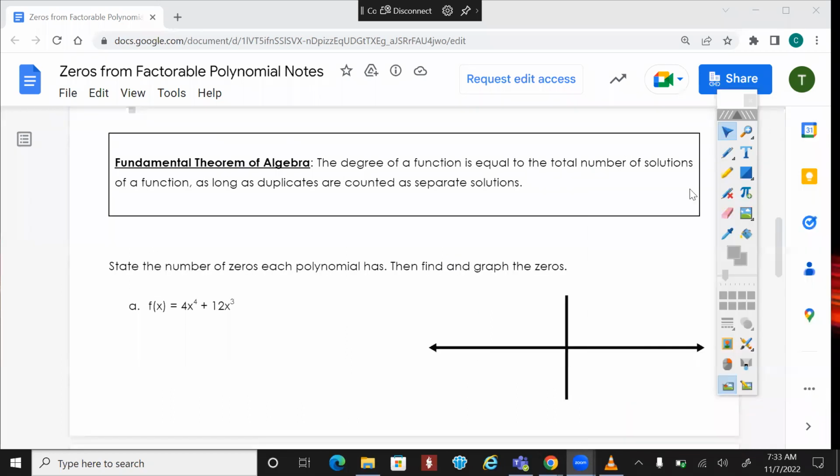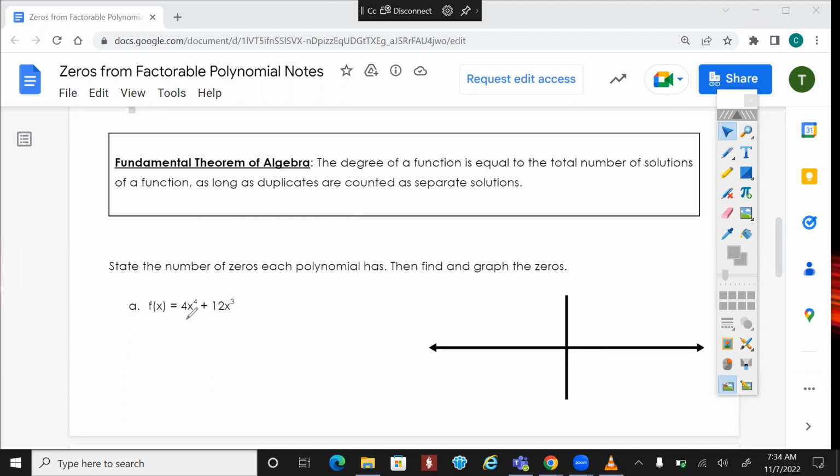All right, so here's kind of what we're building up to. The fundamental theorem of algebra. So the fundamental theorem is the degree of a function is equal to the total number of solutions of a function as long as duplicates are counted as separate solutions. Okay, so what does that actually mean? Okay, so down here, we've got state the number of zeros each polynomial has, and then find and graph the zeros. Okay, so if I have this function right here, I'm going to factor it and then solve for the zeros.